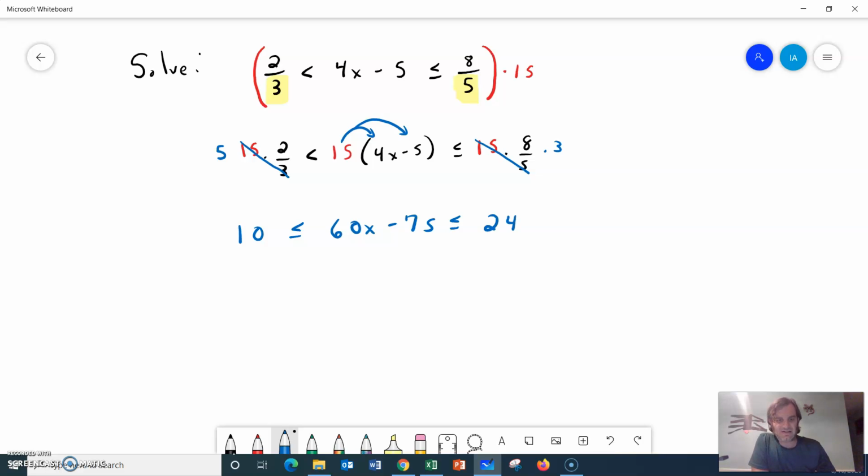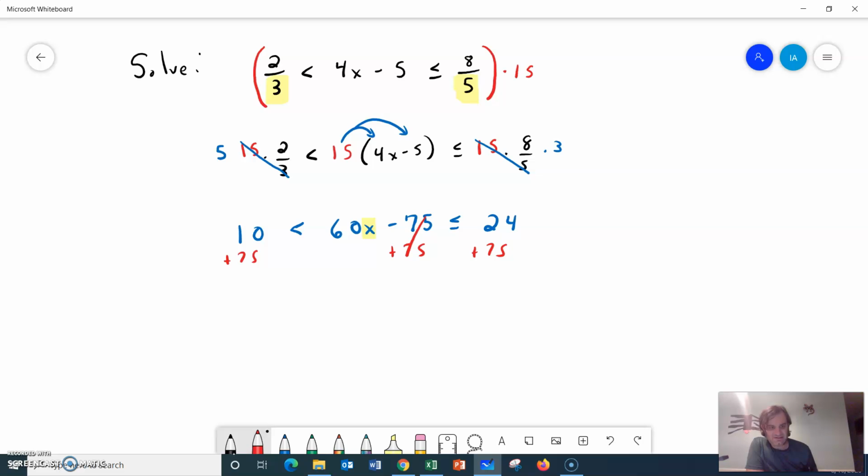So after getting rid of the fractions, I have the compound inequality. Let me clean it up just a little bit here. Of 10 is less than 60x minus 75 less than or equal to 24. So we want to get this x by itself, and it's in the center, so that's great. So we're going to focus on just the center. So we'll add 75 to all parts to get rid of that center part.